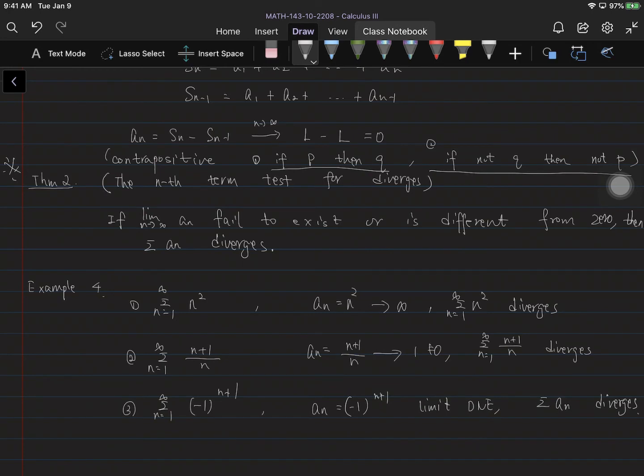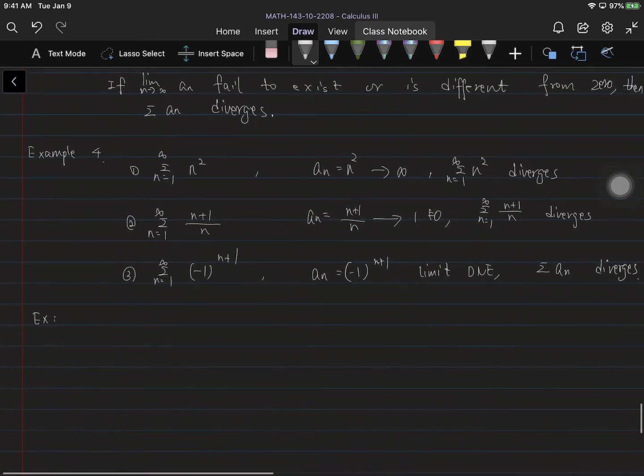Now you can take a look at this exercise. The sum from n equals 1 to infinity of -n over 2n plus 5. Second one. Two problems. You can try those two problems by yourself. Now I'm going to give you the solution for those two.